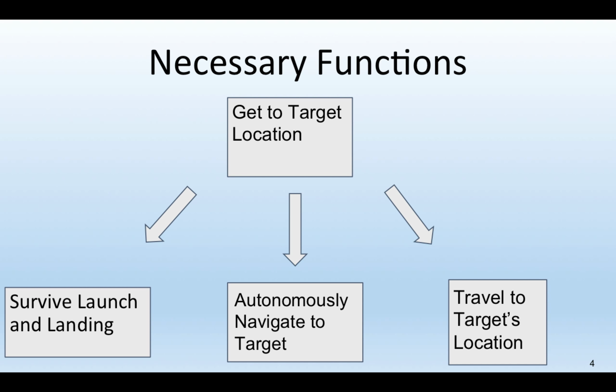The next design tool is a function tree. And the function tree shows the main function broken into sub-functions that will break into more sub-functions to make this easier to understand. So the overall function of our device is to get to a target location. We've broken this into three sub-functions, which are survive, landing, and launch, autonomously navigate to a target, and travel to a target location. Now on a function tree, this would break down even further, but we weren't able to put it all on one slide, and so this just shows the basic working of a function tree.